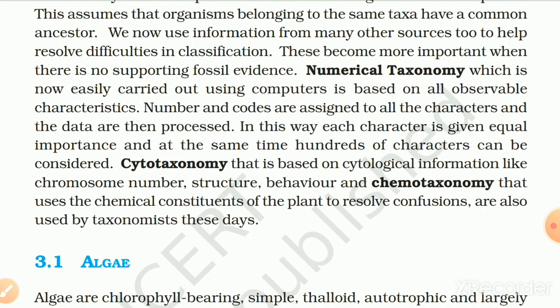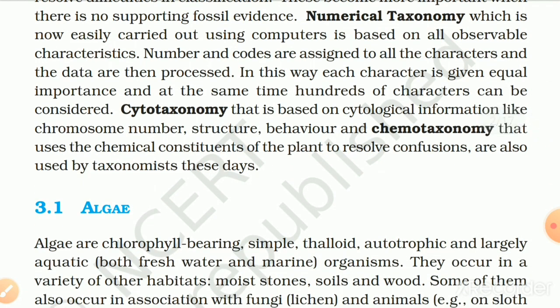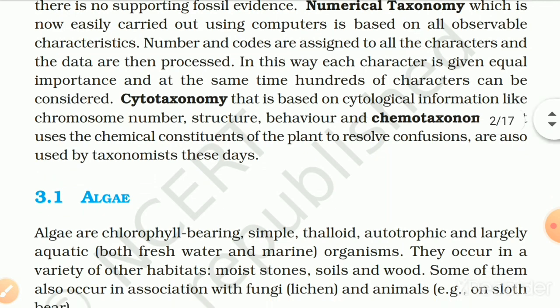Numerical taxonomy, which is now easily carried out using computers, is based on all observable characteristics. Numbers and codes are assigned to all the characters and the data is then processed. In this way, each character is given equal importance and at the same time hundreds of characters can be considered. Cytotaxonomy, that is based on cytological information like chromosome number, structure, behavior, and chemotaxonomy that uses the chemical constituents of the plant to resolve confusion are also used by taxonomists these days.